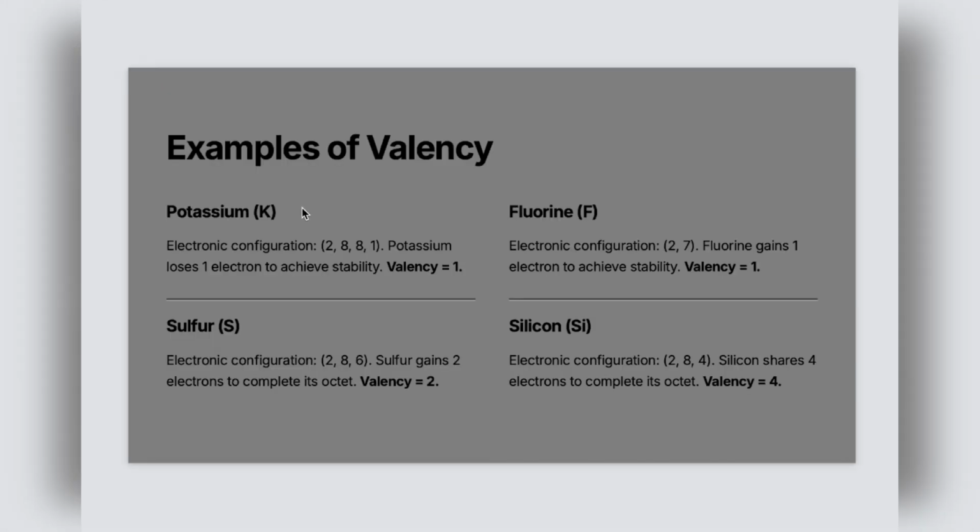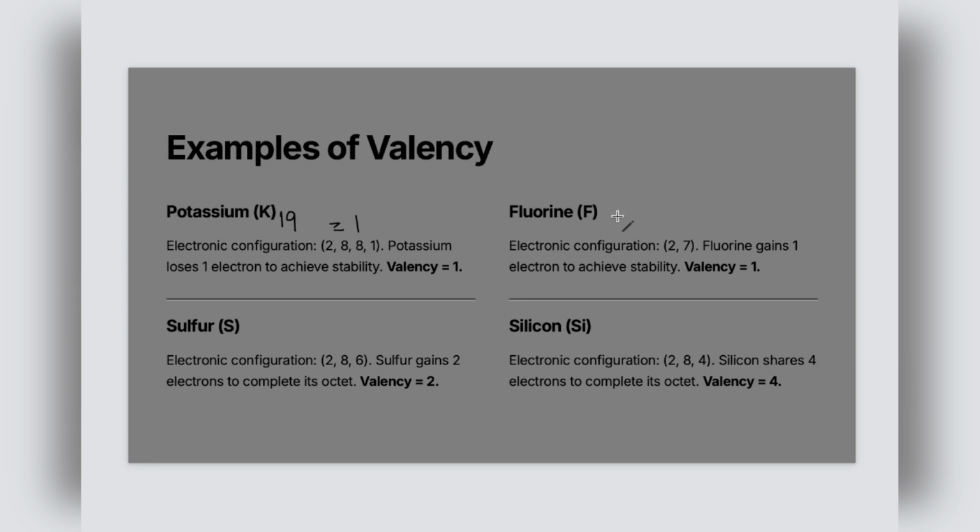Here I am sharing a few more examples, like potassium. The atomic number of potassium is 19. Its electronic configuration is 2, 8, 8, 1. So there is one electron in its valence shell. It tends to lose its one electron to get stability. Its valency will be 1.